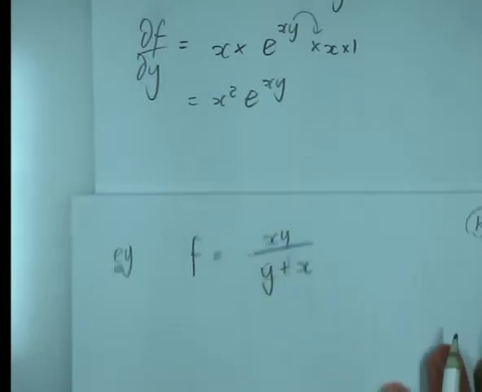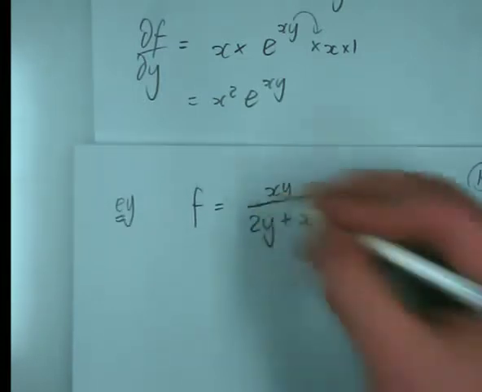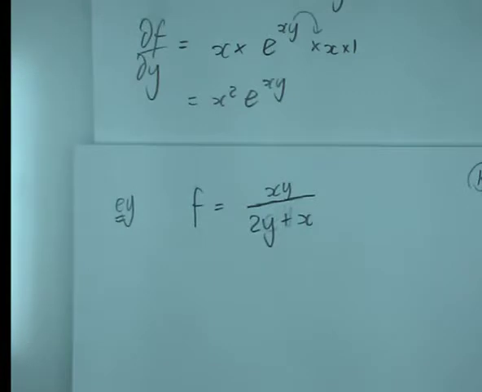Okay, that's a pretty good one. Maybe I'll put a 2y there. So if it was just a 2y on the bottom, I could have cancelled the y's and it would have been x on 2 and everything would have been happy. But it's not, because of that plus. I'm going to have to use the quotient rule.